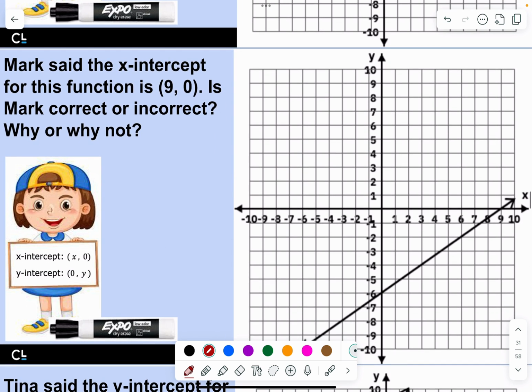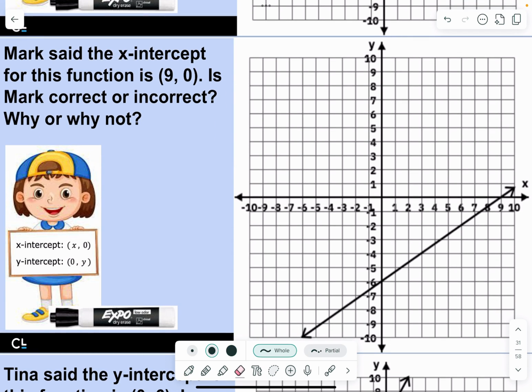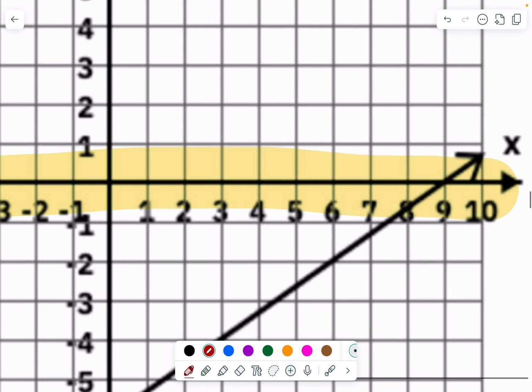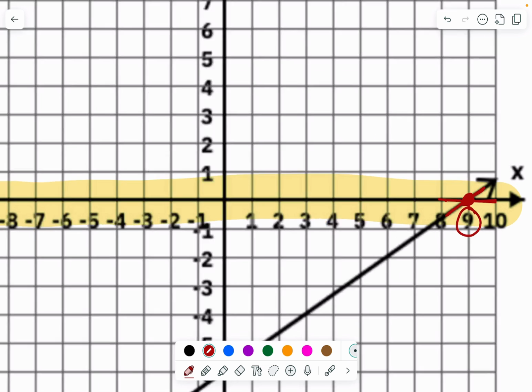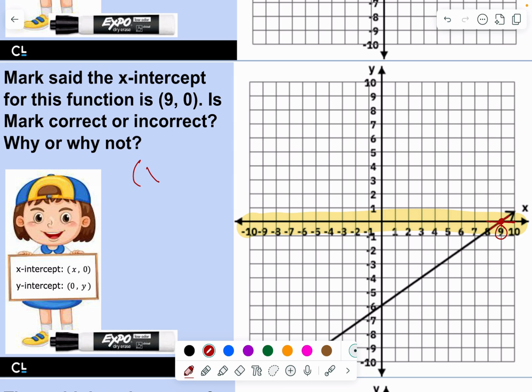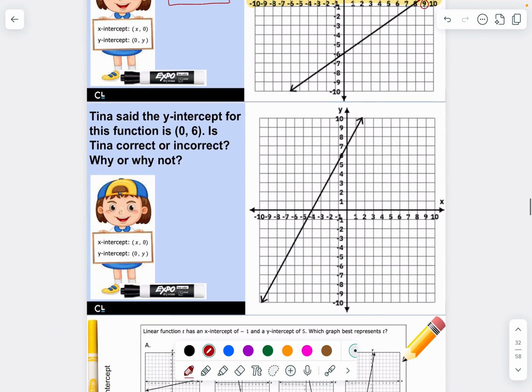So let's go and try this one. It says, Mark said the x-intercept for this function is 9, 0. Is Mark correct? Yes or no? If we look at this, we're looking at the x-intercept. And if we look over here, we're looking at where the x-axis touches this line. And they touch right here at 9. So I know x-intercept is x, comma, 0, and I know my x value is 9, so 9, comma, 0. So Mark is correct. Let's try one more.